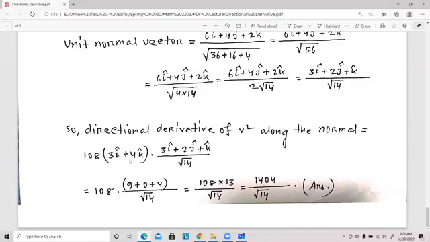And if we do the dot product, we get 3 into 3, 9, and since there is no j term here, for the second term we get 0, and finally 4 into 1, that means 4. After calculation we get 1404 divided by root 14. So that was today's topic.